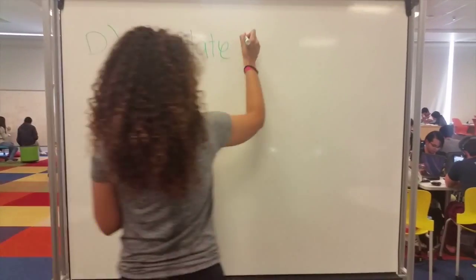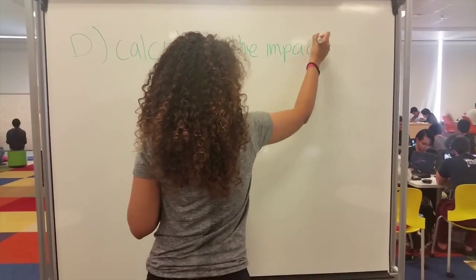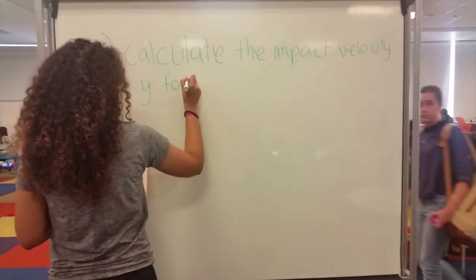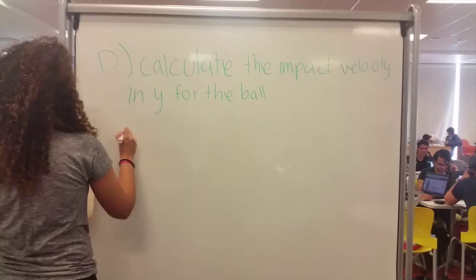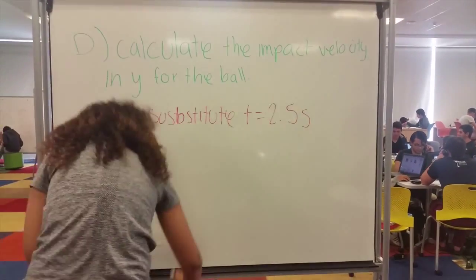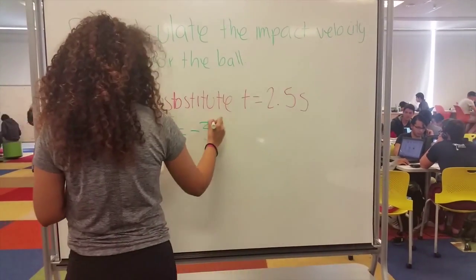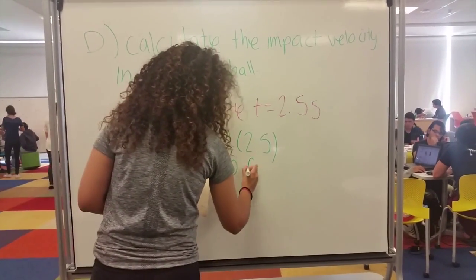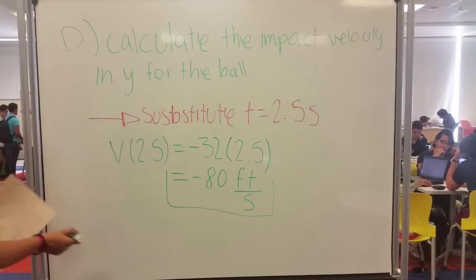Calculate the impact velocity in y for the ball. So we have that v of t is equal to minus 32t. So we only substitute our time, that is 2.5, in the equation, and at the end we have minus 80 feet over seconds.